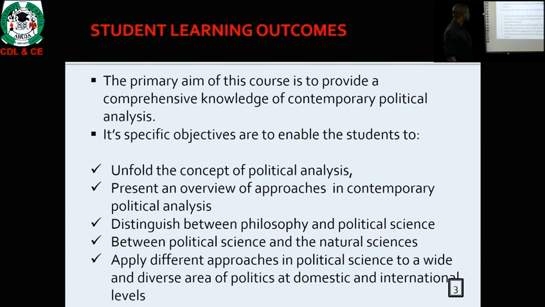Specific objectives which you will come out with after this course include: 1, to unfold the concept of political analysis. Number 2 is to present an overview of approaches in contemporary political analysis. Then you should be able to distinguish between philosophy and political science, and between political science and the natural sciences, and apply different approaches in political science to a wide and diverse area of politics at domestic and international level.